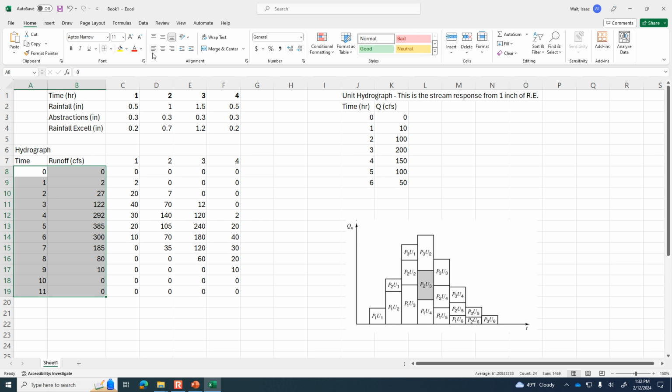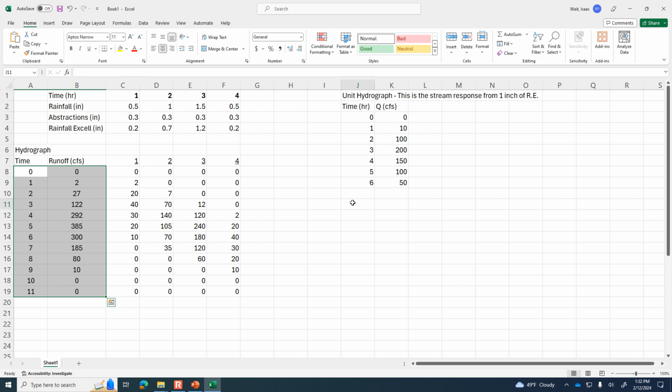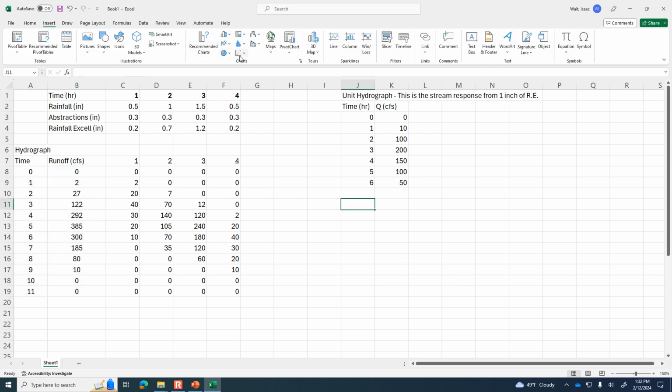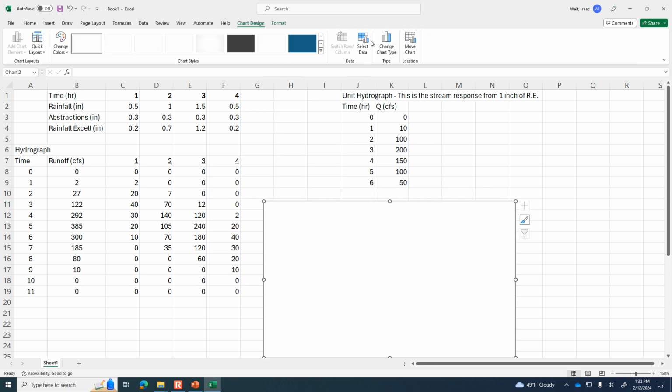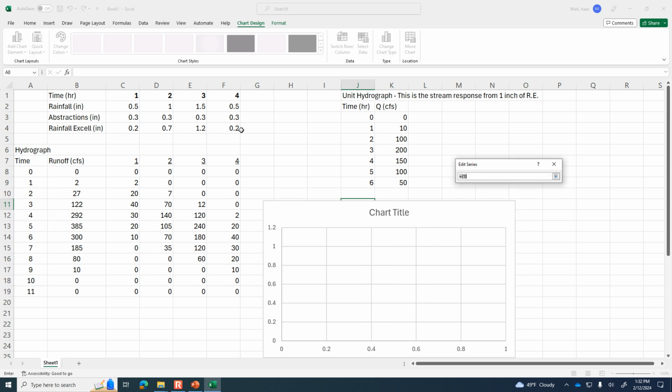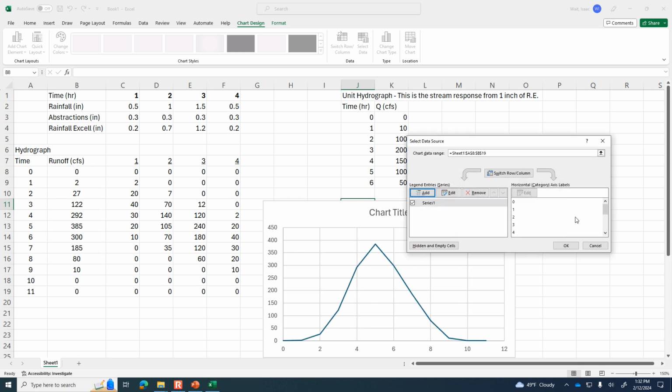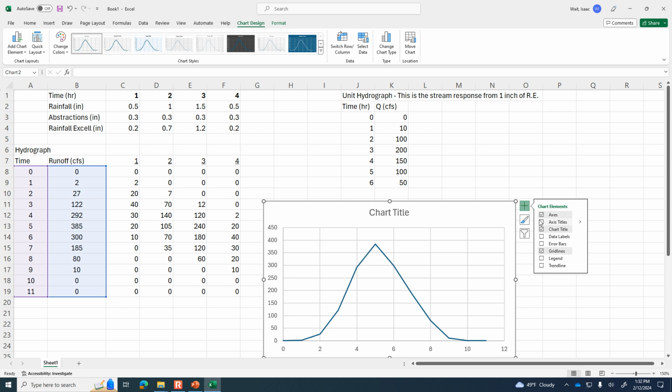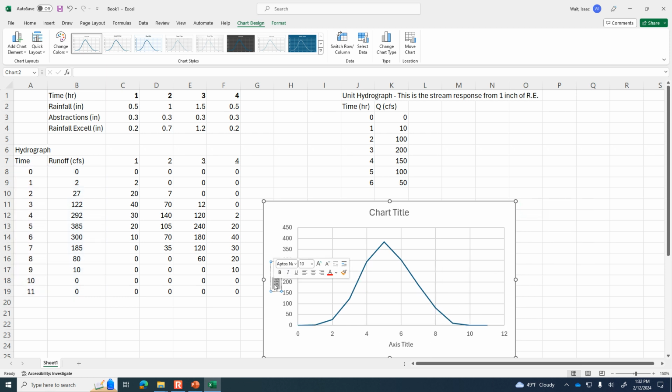And then if we wanted to do a net runoff hydrograph, what we would graph would be the combined. We just draw a figure here. So let me select the data. We've got on the x-axis time. On the y-axis is the runoff. And here's our hydrograph. Runoff in CFS, and then here is time in hours.